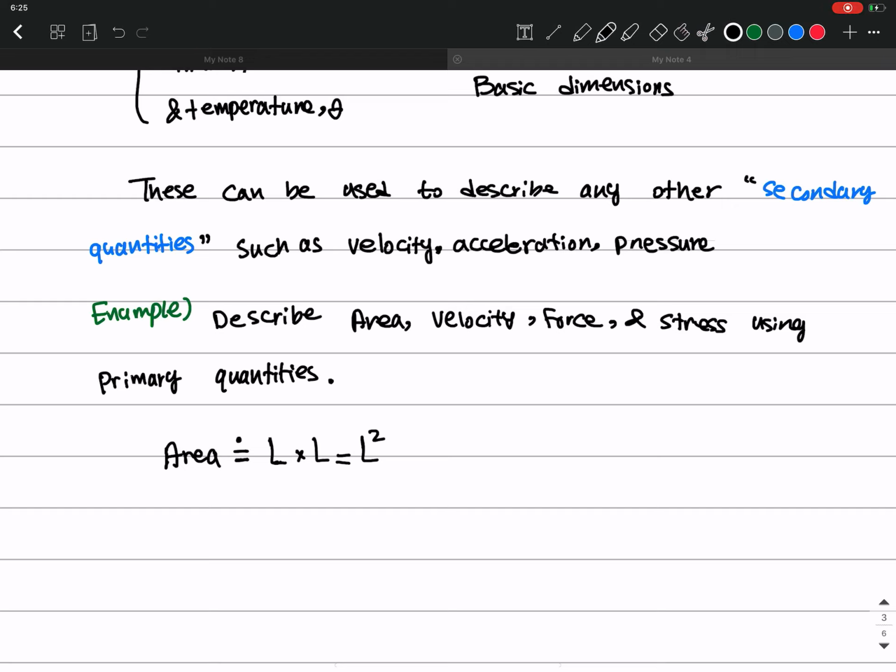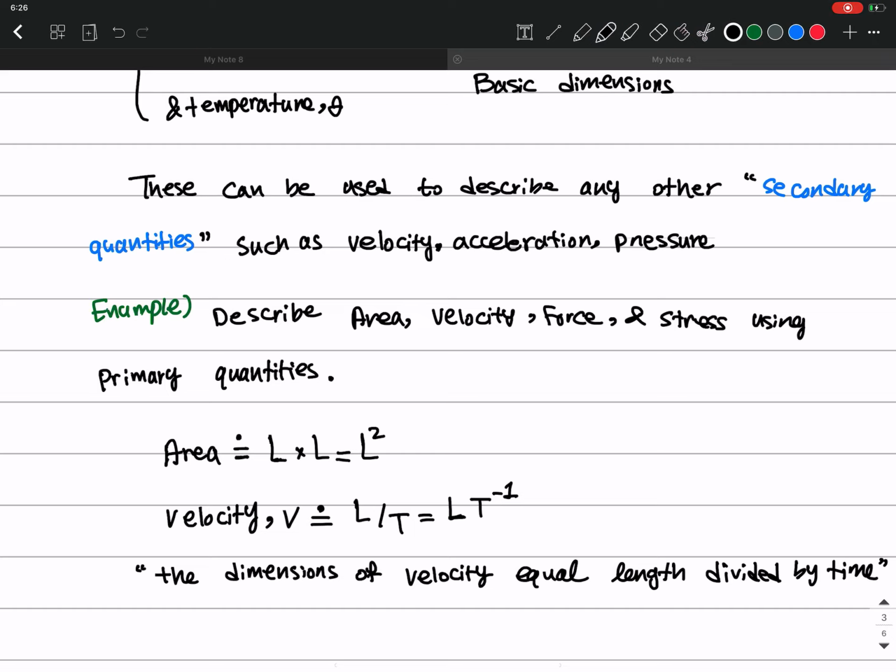And the way we read this is, the dimension of velocity equals length divided by time. Okay?